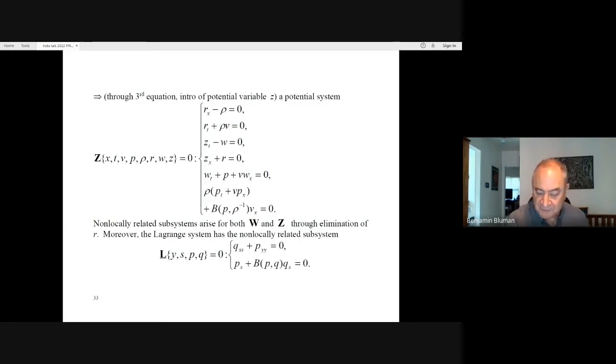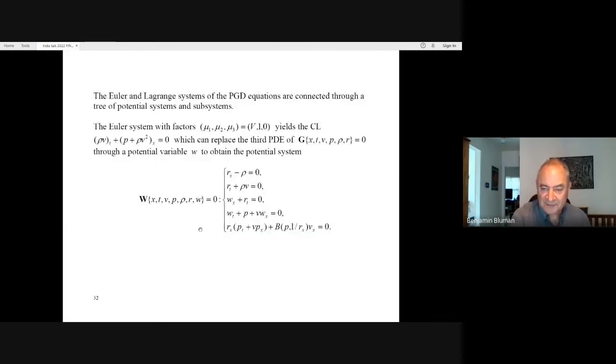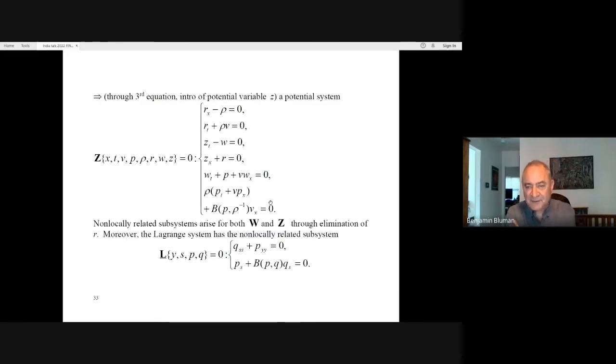And through the third equation over here, this is a conservation law itself, we can get another one. We can get a third potential variable, z, for the gas dynamics equations. And this holds for any constitutive function. Now, non-locally related subsystems arise for both the w and z system through elimination of r. And moreover, the Lagrange system itself has a non-locally related subsystem indicated here.